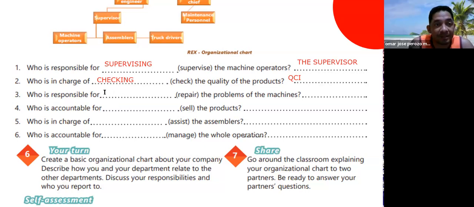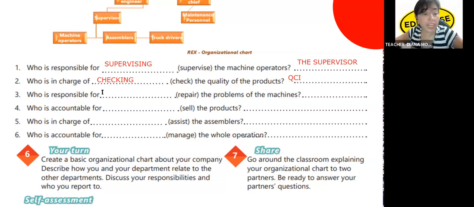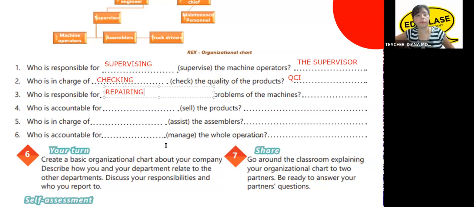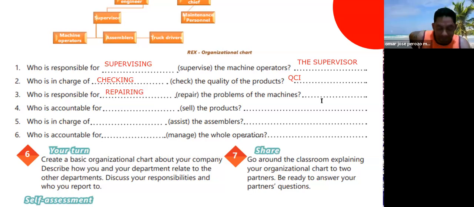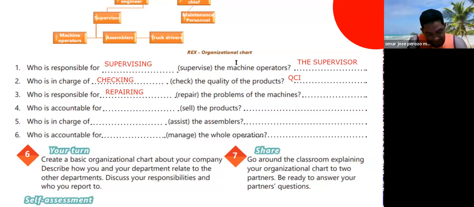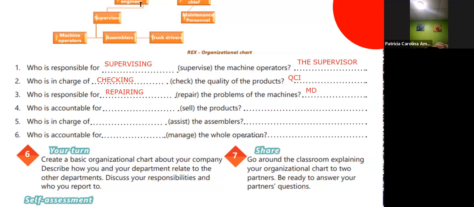Who is responsible for repairing the problems of the machine? Correct. Who is responsible for repairing? You see? Repairing. Maintenance personnel. Okay. Maintenance personnel or department in general. Okay, that's correct. Maintenance department. Okay. Thanks.